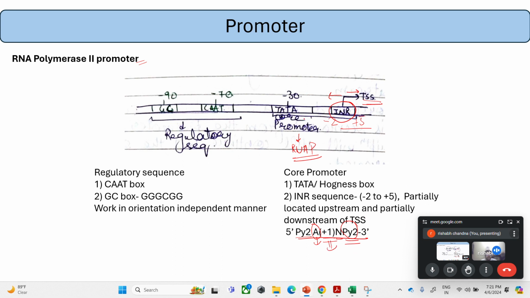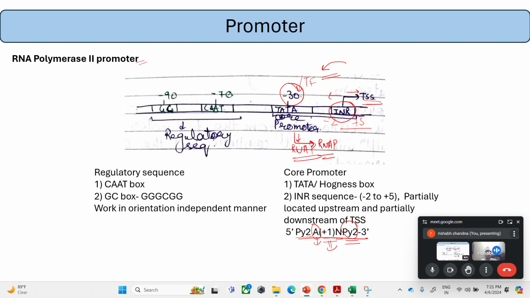Then we have a TATA box. This is present at the -30 region, or this is also called a Hogness box. And this is the main region to which the RNA polymerase binds. The first transcription factor is recruited to this particular TATA box, and further the RNA polymerase is recruited with the help of the transcription factors. The full process we'll see in detail.